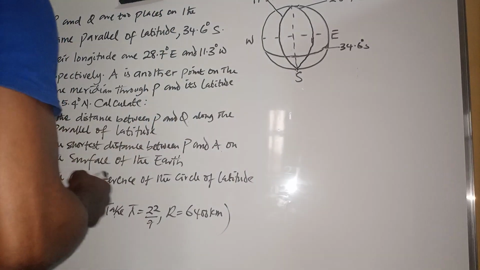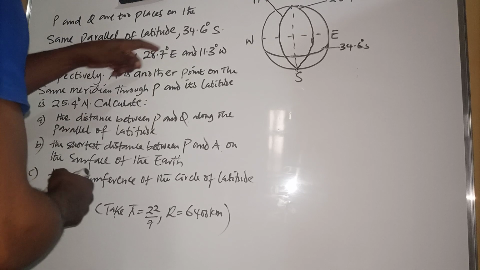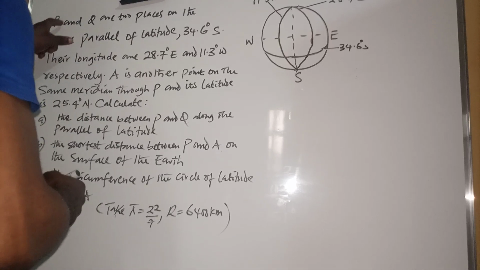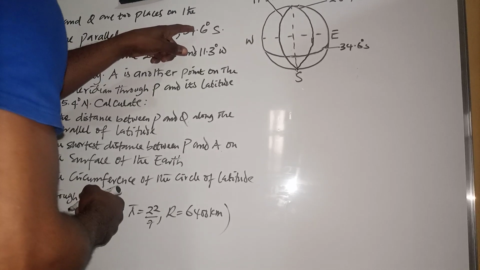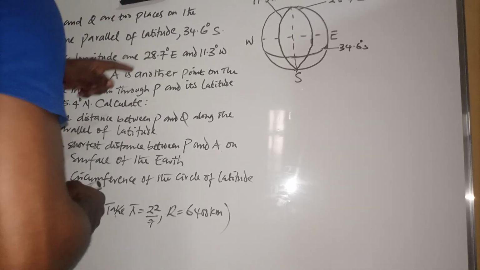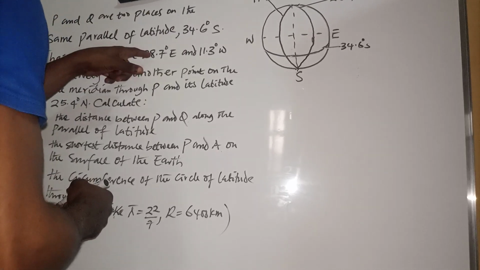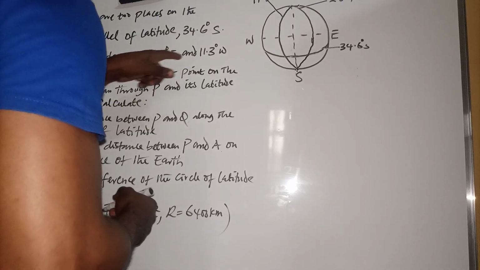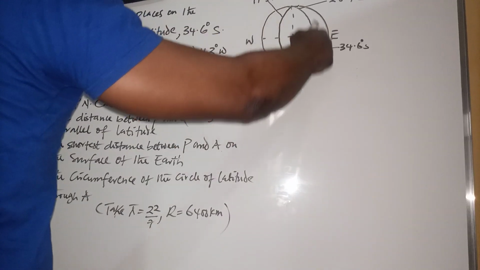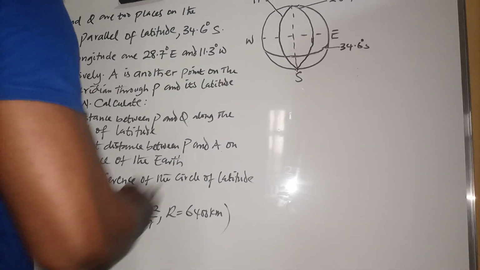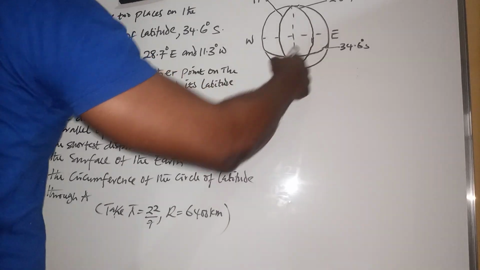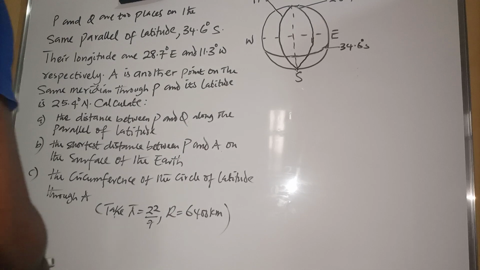Now we are told that these are points. P and Q are two places on the same parallels of latitude, 34.6 degrees south, and their longitudes are this and this. Where this longitude actually cuts this latitude is a point. Where it is cutting, there is a point here, there is a point here.